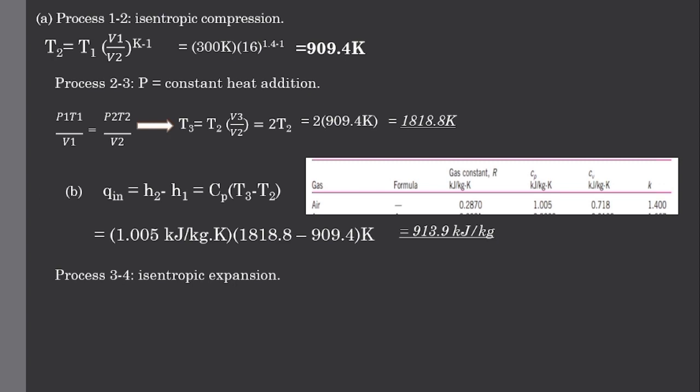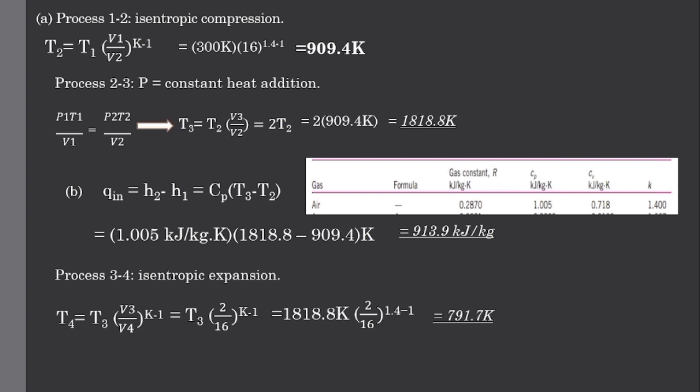Then proceed to process 3-4, isentropic expansion. The equation that we're going to use is T sub 4 is equal to T sub 3 times V sub 3 over V sub 4 to the power of k minus 1. So V sub 3 is 2 times V sub 2, and V sub 4 is equal to the compression ratio, which is 16. So our T sub 3 is 1818.8 Kelvin times 2 over 16 to the power of 1.4 minus 1. Our temperature 4 is 791.7 Kelvin.